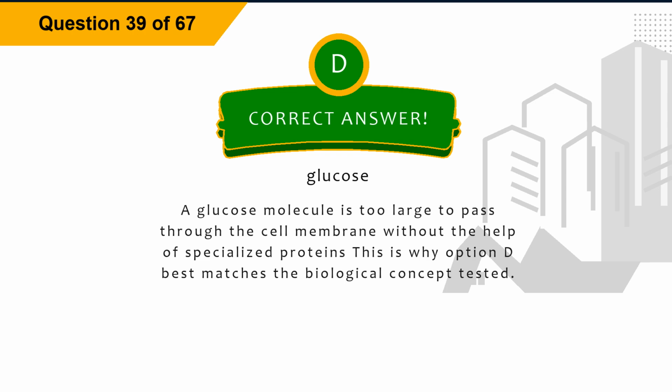A glucose molecule is too large to pass through the cell membrane without the help of specialized proteins. This is why option D best matches the biological concept tested.